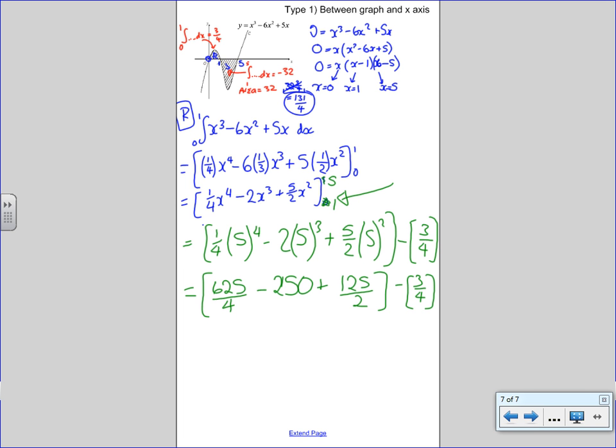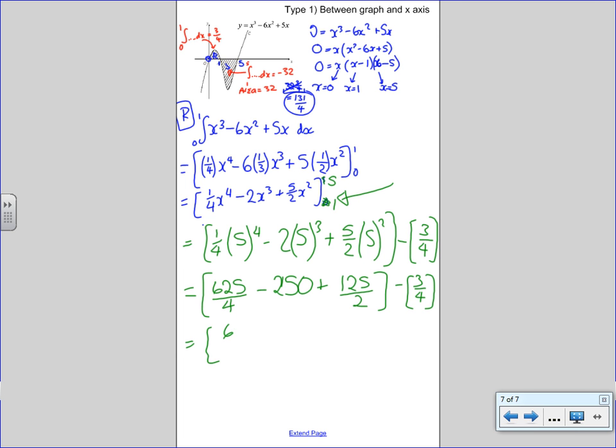Oops, no, I did that wrong. I'm trying to rectify my mistake. I get minus 253 over 4, which is definitely not what we expected. Oh no, have we gone wrong? Well, look, the integral for the blue bit must be right, mustn't it? Maybe I typed it into the calculator wrong.